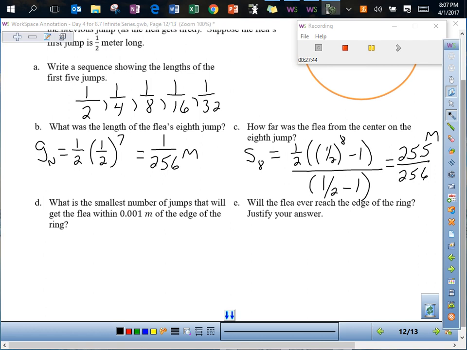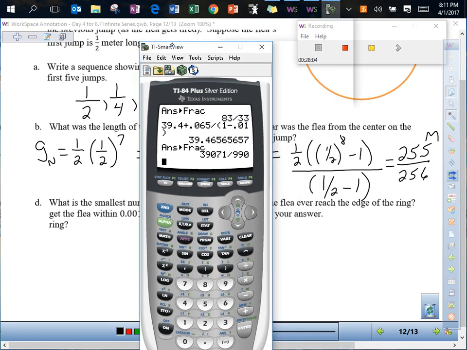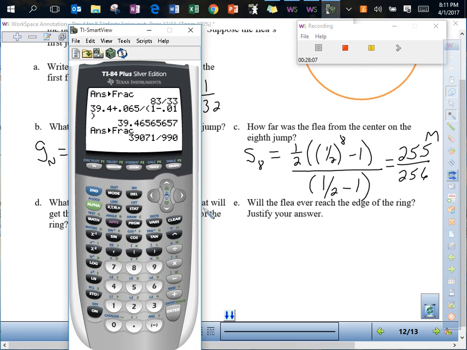On part D, what's the smallest number of jumps that will get the flea within 0.001 of a meter of the edge of the ring? Well, guys, there's 2 ways to do this one. A little trial and error, and I'm going to show you a trick on the calculator. So let me bring my calculator back out. Let's type in that little formula that I just had there. So let me go 0.5, parenthesis, 0.5 caret 8 minus 1, divided by my r value minus 1. So this is what we just did a second ago.